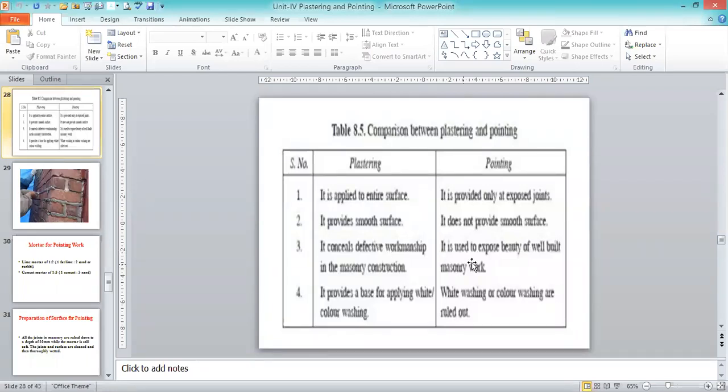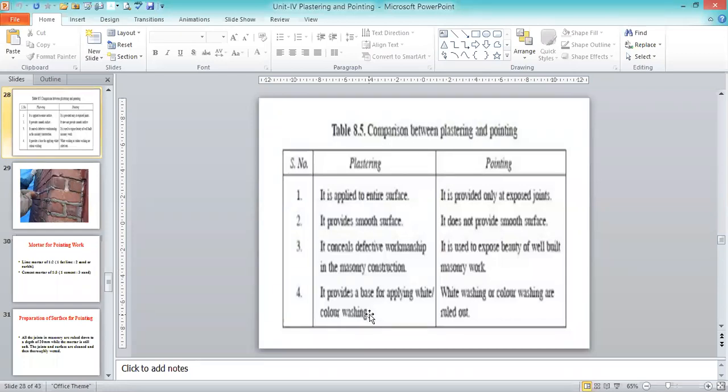Pointing is used to expose the beauty of well-built masonry work. Here we can see the beauty of the brick masonry and stone masonry. We cannot see that in plastering because we are entirely covering it. Here every chance will be there to see what type of brick masonry and what type of stone masonry we can use. Various types of stone masonry and brick masonry are there, and we can also get architectural beauty.